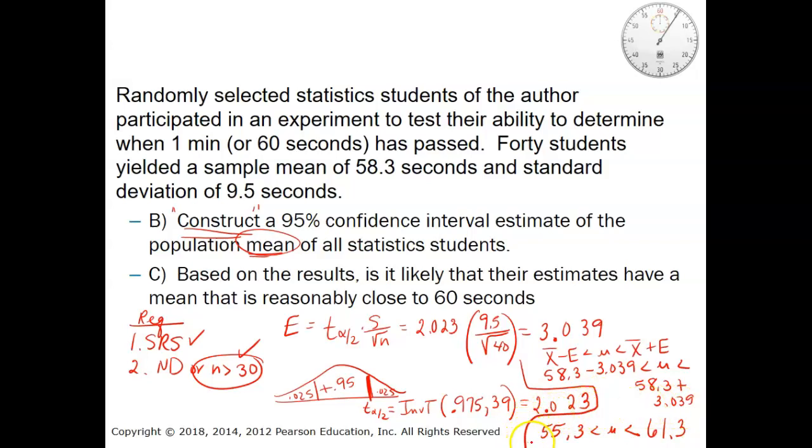So we would say we are 95% confident that the interval from 55.3 seconds to 61.3 seconds actually does contain the true value of the population mean of statistics students that participated in the experiment to test their ability to determine when 60 seconds has passed. Okay, based on the results, is it likely that their estimates have a mean that's reasonably close to 60 seconds? 60 falls within this, so yes, it is likely that their estimates have a mean that's reasonably close to 60 seconds.